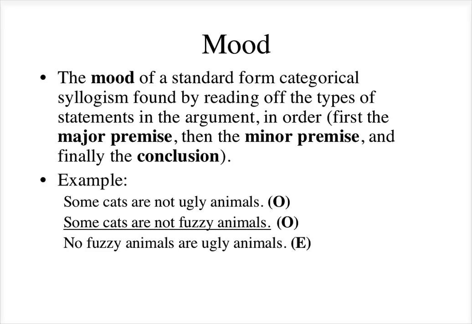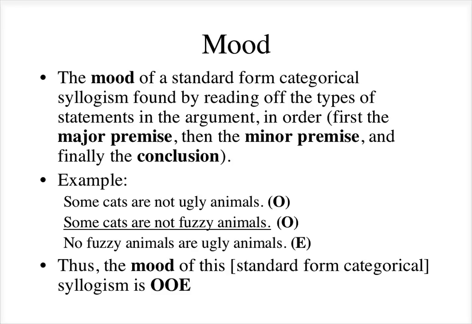So for example, some cats are not ugly animals. That's an O proposition. Some cats are not fuzzy animals. Also an O proposition. And the conclusion is, no fuzzy animals are ugly animals. That's an E proposition. So the mood of this standard form categorical syllogism is OOE. It's pretty simple. Once you've got your categorical syllogism arranged in the right order, once you have it in standard form, then you can just read the mood off.